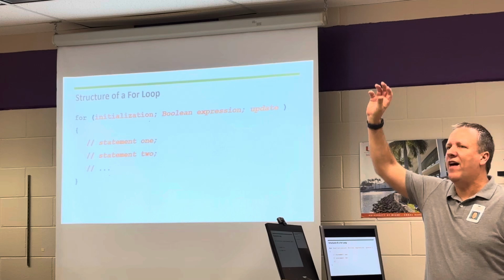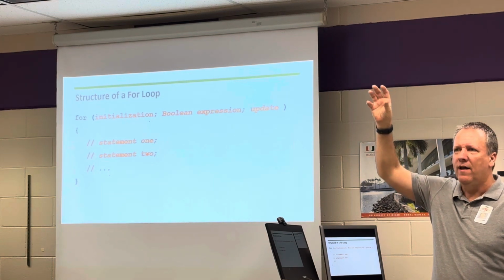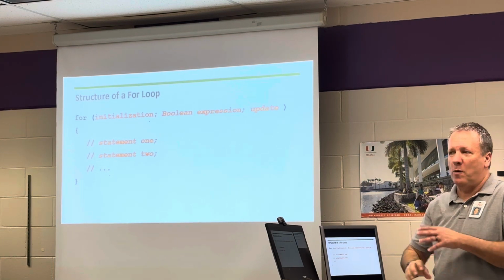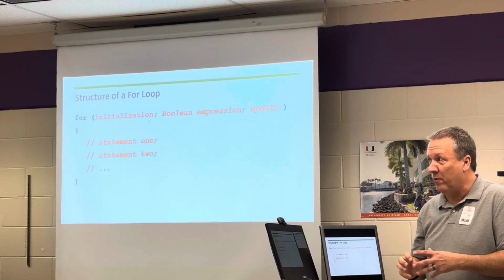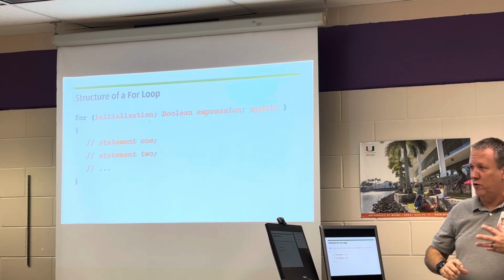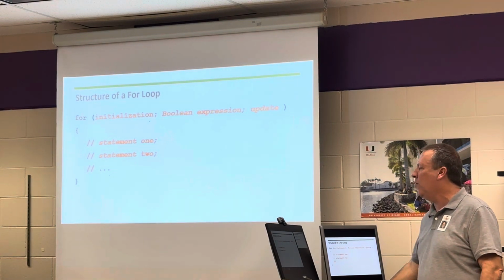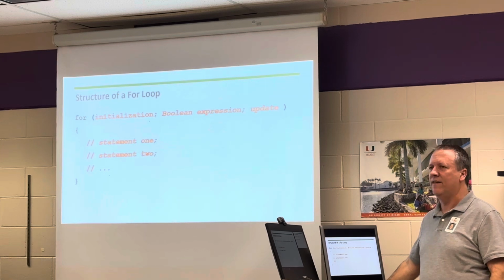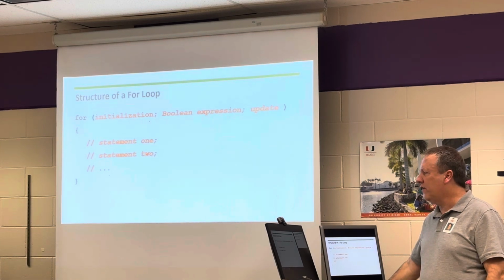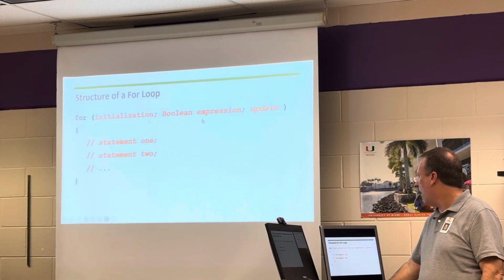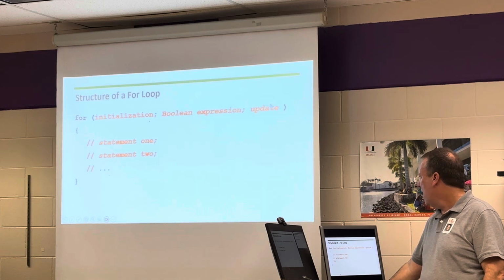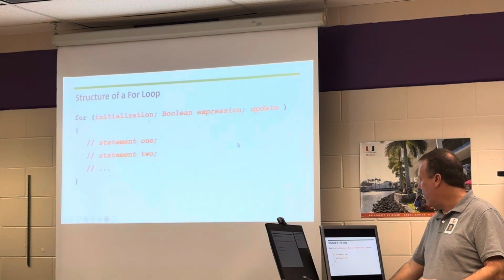You don't need to have that start off somewhere, while condition, and then somewhere in there, I hope I updated my variable to make it so it ends, otherwise I got an infinite loop. A for loop says, you know what we're gonna do? We're gonna put all that stuff in one line. Start out, initialization, while my Boolean expression is true, update my variable, and then do all my statements.